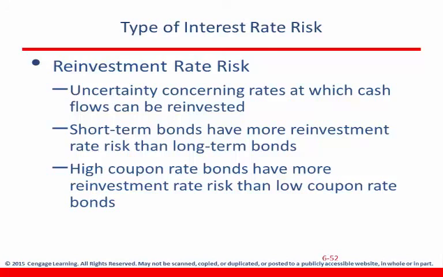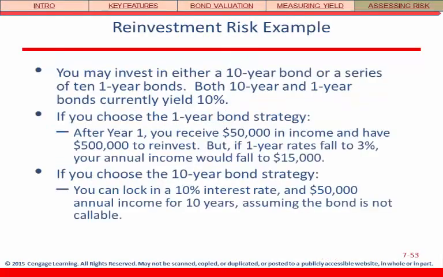Let's take a look at our scenario with our $500,000 lottery win. Now, you've got two options here. You may invest either in a 10-year bond or a series of 10 one-year bonds. Both 10-year and 1-year bonds currently yield 10%.